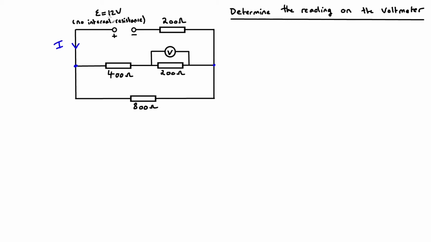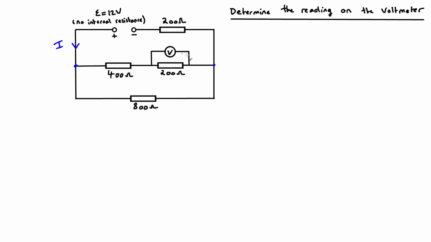We know it's a 12 volt power supply. What we need to work out then is what is the overall resistance of this circuit. If we can work out the resistance of the circuit, we can work out what current must actually flow from the power pack. So how are we going to do that? Well, in the top branch we've got two resistors in series, so the effective resistance of that top branch is 600 ohms. That 600 ohm effective resistance is in parallel with this 800 ohm resistance.